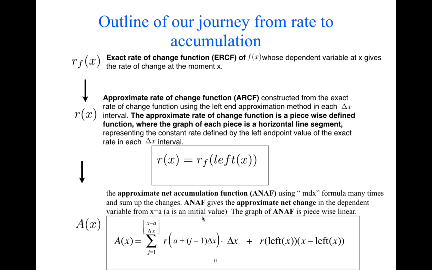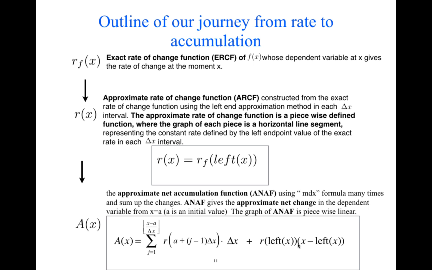After that, we're building the approximate net accumulation function using, just referring to this as a quotation mark, the MDX formula. You remember when we had only a constant rate, a straight line, that gives you the change in y, right? That gives you dy. So you're using it many times, depending on how many subdivisions you have, and you're adding it up. This is the total number of completed intervals, and then we have the little accumulation from the left, where delta x is the current interval.